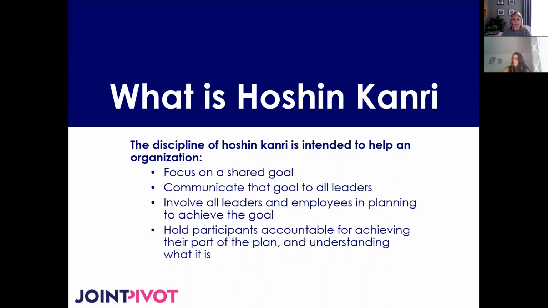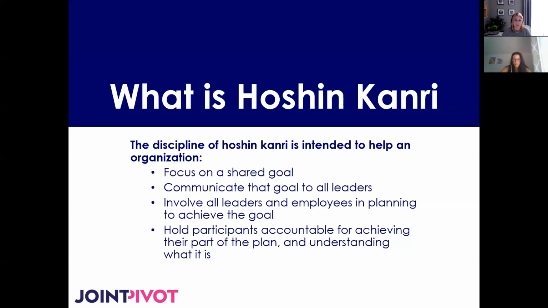There have been other organizations that I have been at where you might have a mission at the very top, and then each function has all of their different goals. Really, this discipline is to help make sure that everybody's working in the same direction towards that same goal, and everybody understands what they're doing on a daily basis and what impact that has on the organization as a whole.